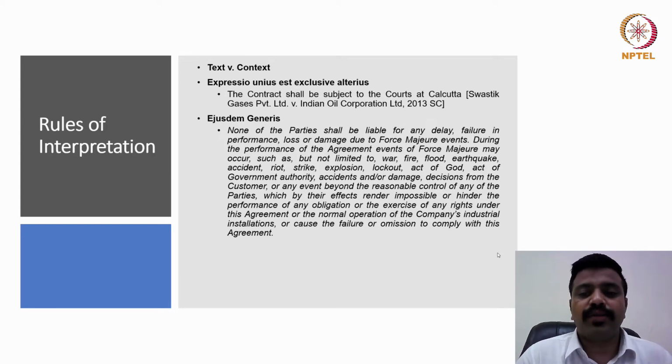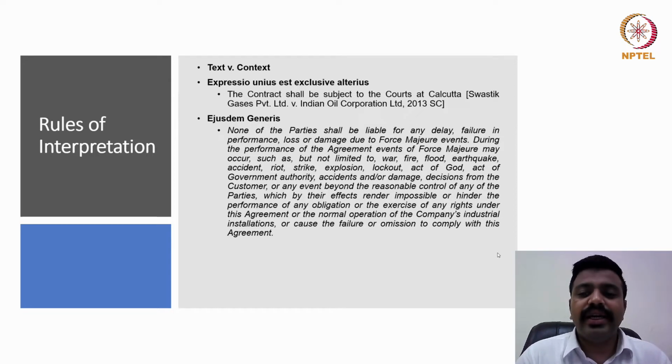During the performance of the agreement, events of force majeure may occur, such as, but not limited to, war, fire, flood, earthquake, accident, riot, strike, explosion, lockout, act of God, act of government authority, accidents and or damage, decisions from customer, or any event beyond the reasonable control of any of the parties. Please note, my friends, the term any event beyond the reasonable control of the parties will be read in light of the rule of ejusdem generis.